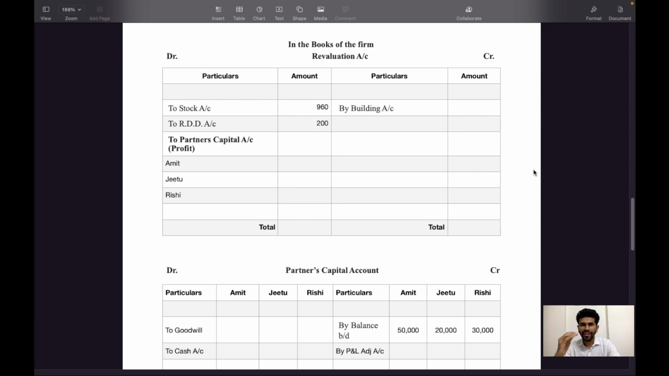If the value of an asset decreases, we will record it on revaluation account debit side. If the value of an asset increases, it is a kind of profit, therefore it will be recorded on revaluation account credit side. On the contrary, if the value of a liability increases, it will come on revaluation account debit side because it is a kind of notional loss, and if the value of a liability decreases, it will be recorded on revaluation account credit side.